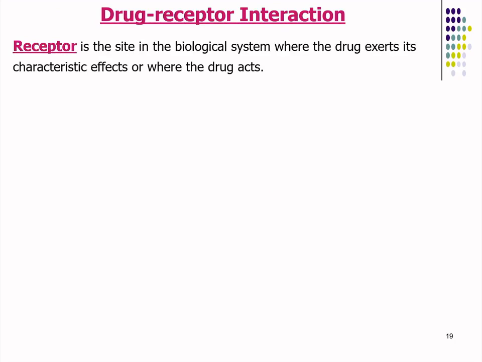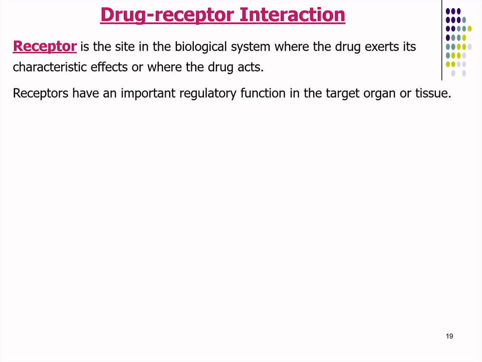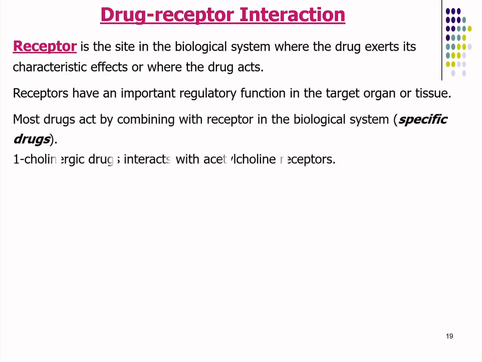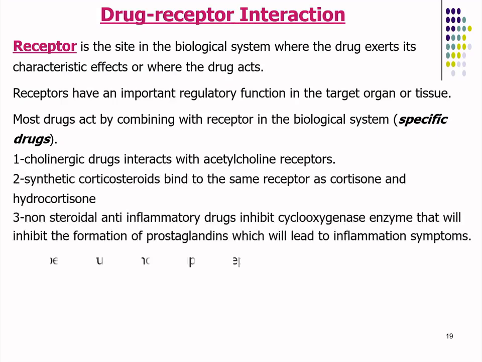Drug-receptor interaction. A receptor is the site in the biological system where the drug exerts its characteristic effects, or where the drug acts. The place where the drug is acting is the receptor. Receptors have an important regulatory function in the target organ or tissue. Most drugs act by combining with a receptor in the biological system. Specific drugs are those which have a specific receptor.